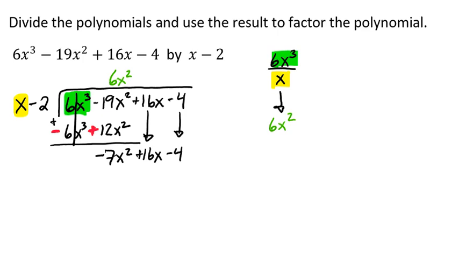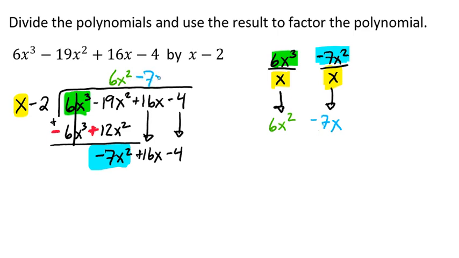Now we look at our new leader, which is the negative 7x^2. But our spy is still the lead spy. So we take that negative 7x^2 and divide it by x, and ask what the spy can get from this new leader. Negative 7 divided by 1 is negative 7, and x^2 divided by x is x. So we got something, and we put this on top of our x term.